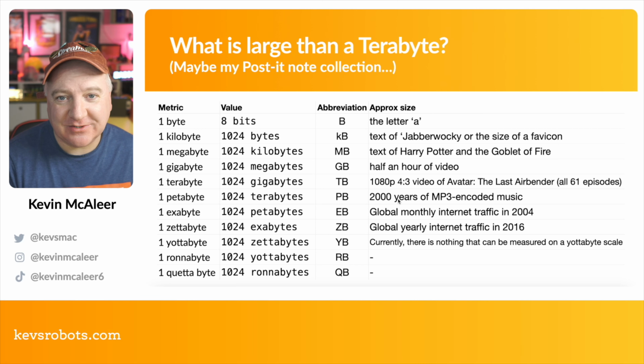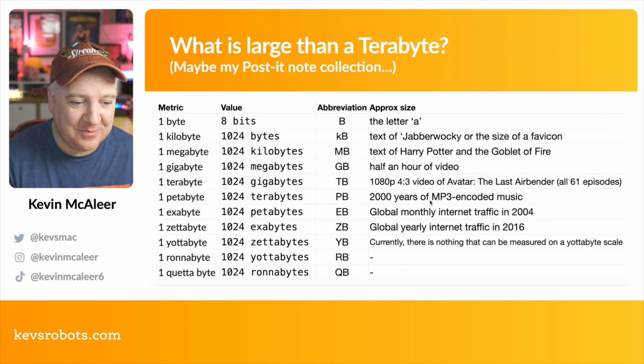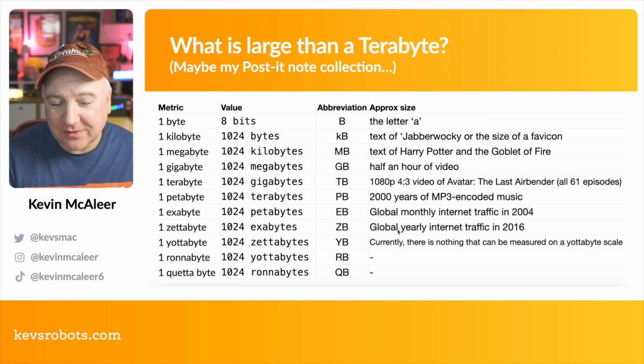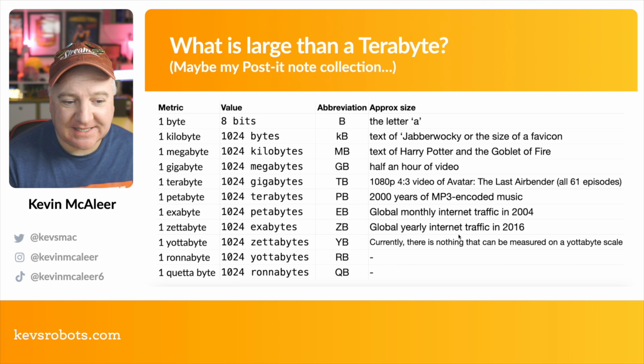And that's about 2,000 years of MP3 encoded music. Next order of magnitude up is the exabyte, so that's 1024 petabytes, and that's about the global internet traffic worldwide in 2004. 1 zettabyte is the next one up, and that's 1000 exabytes, and that's the global internet traffic of 2016, so that's quite a lot of data moving around.